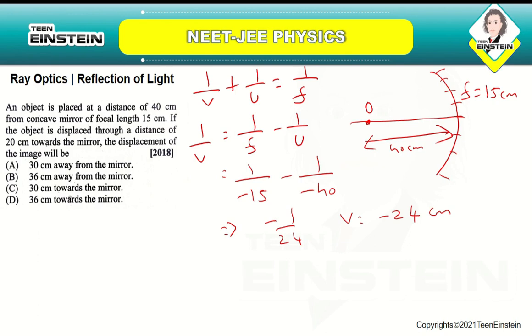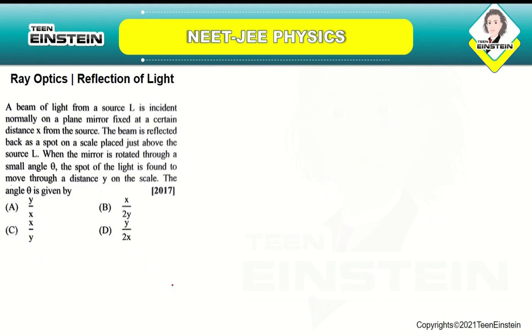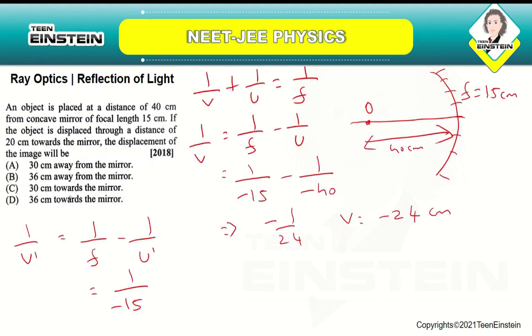Now according to the mirror formula, 1 by v dash is equal to 1 by f minus 1 by u dash. Okay, so it will be 1 by minus 15 minus 1 by minus 20. So if you solve this, you will be getting the v dash value as minus 60 centimeters. Okay, so here again the negative sign indicates the image is formed in the front of the mirror.